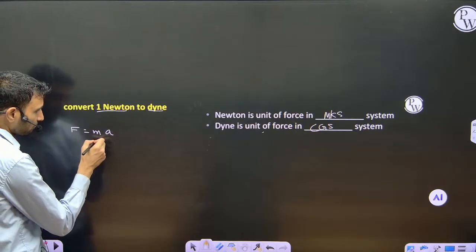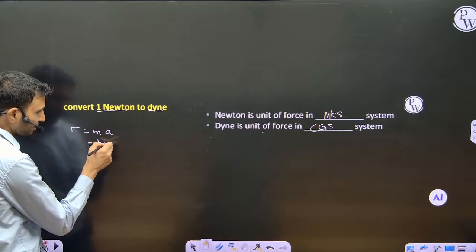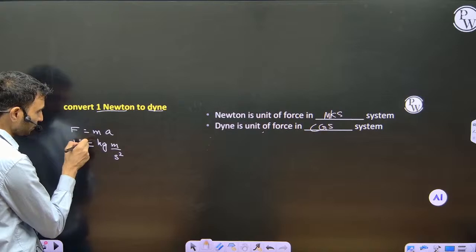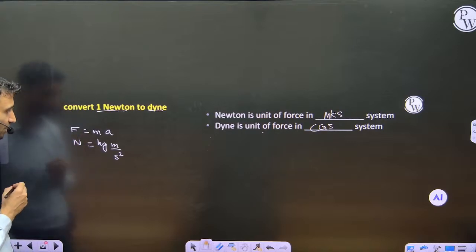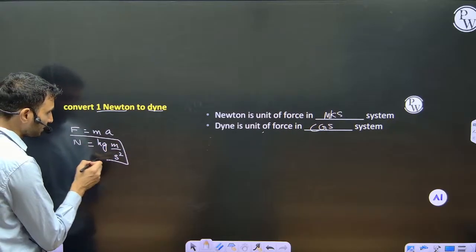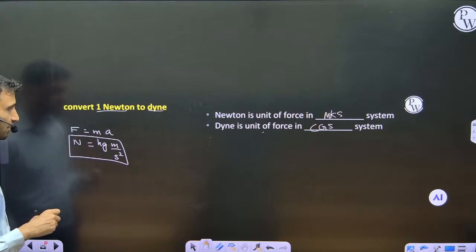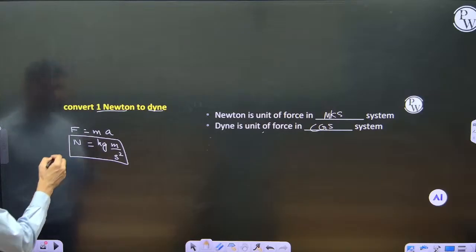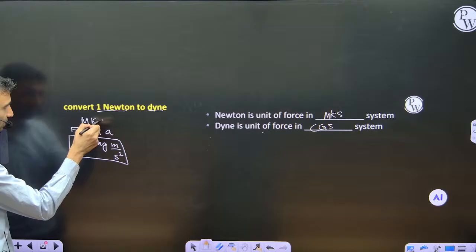Mass means kg, acceleration means meter per second square, and force means Newton, right? So those are the units. So we know that Newton is equal to kg meter per second square. Agreed? This is in which system? In MKS.